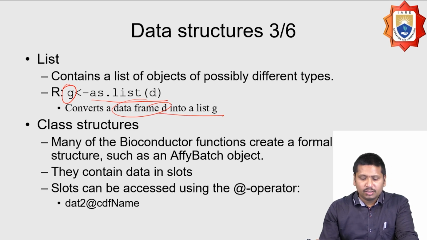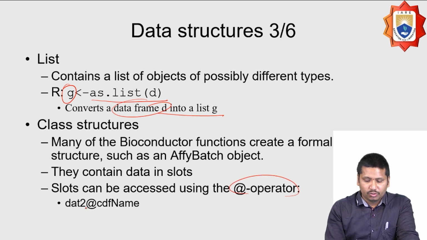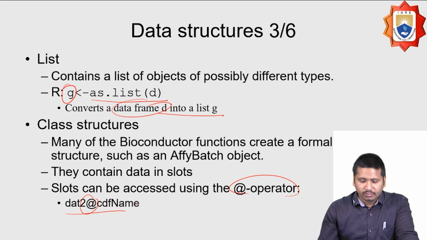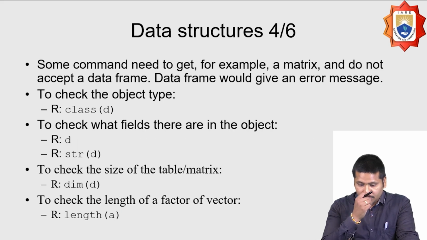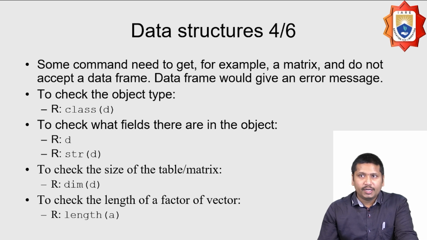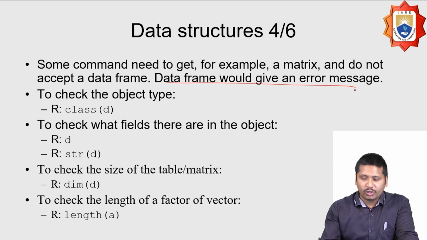And class structures. Many of the Bioconductor functions create a special structure, and they also contain data in the form of slots, and these slots can be accessed through the at-sign operator. So we can access the file names through the at-sign operator here. And some commands need a particular type, for example a matrix that does not accept a data frame. At that time the data frame would give an error message. So in order to check that, we have to know what type of object it is.